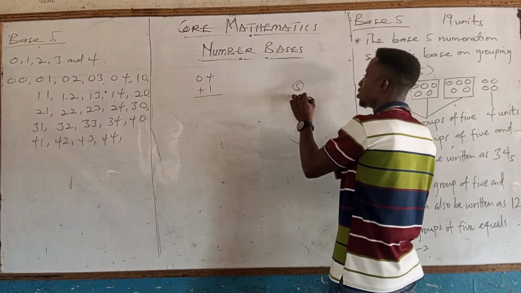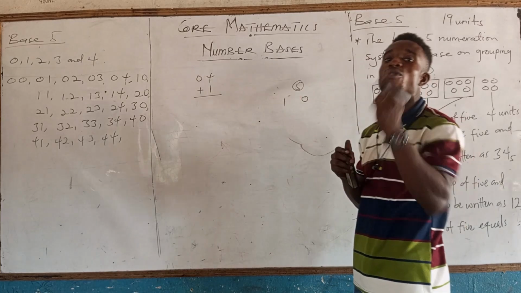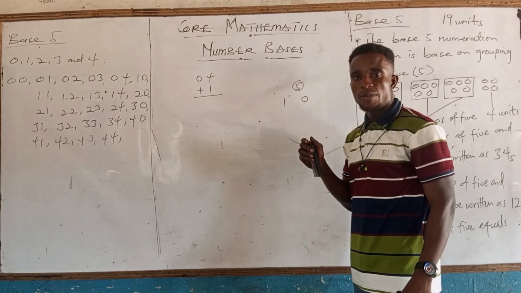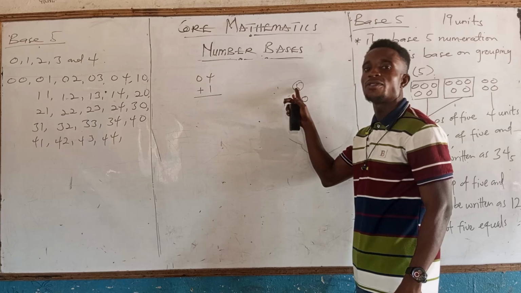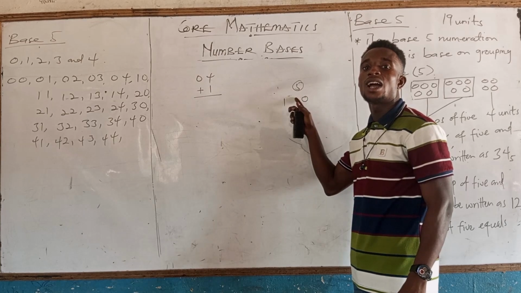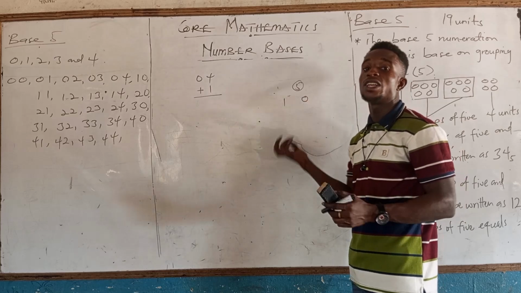What is left here is what? 0. And proceeding, we have what? It is telling us we have one group of what? 5. Are we getting that? So I'll have 1, which is telling me I have one group of what? 5. And there's nothing left here. Are we getting that? Because I have only one group of 5. There's nothing left for the unit side.